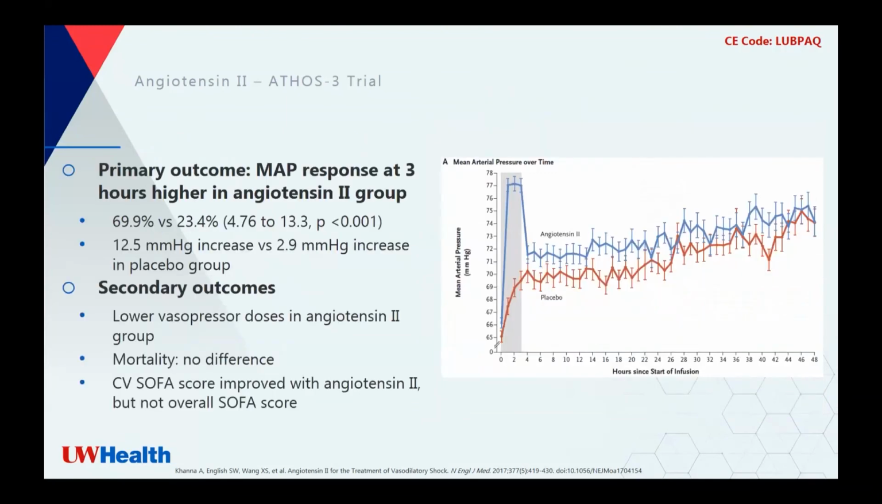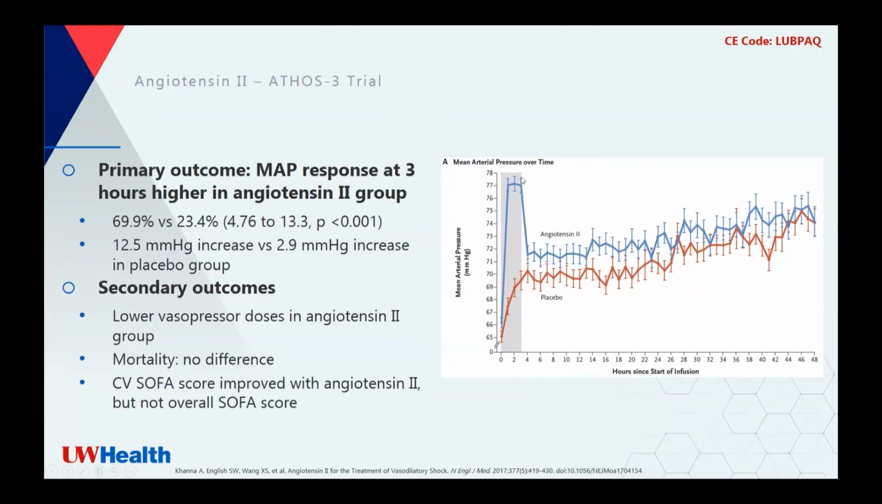For the primary outcome of MAP response at 3 hours, the angiotensin II group had a significantly higher rate of response, 69.9% versus 23.4%. This aligned with a 12.5 millimeters of mercury increase versus 2.9 in the placebo group. And you can see this difference here.